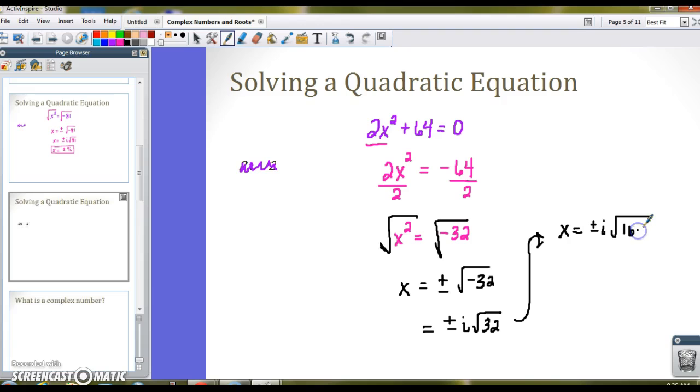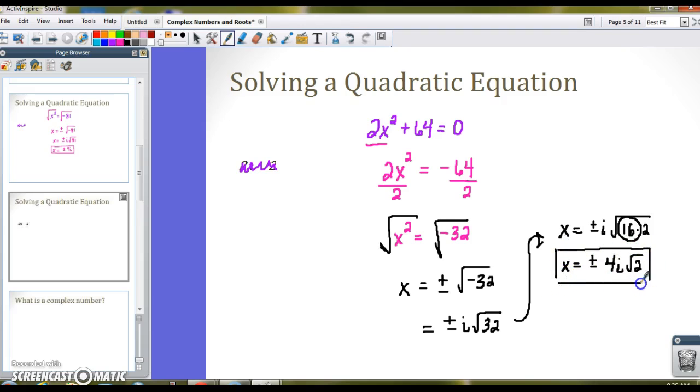Factors of 32 would be 16 and 2. 16 is my perfect square, so that's what's going to come out from under the radical. So I have plus or minus 4i radical 2, and that is my answer.